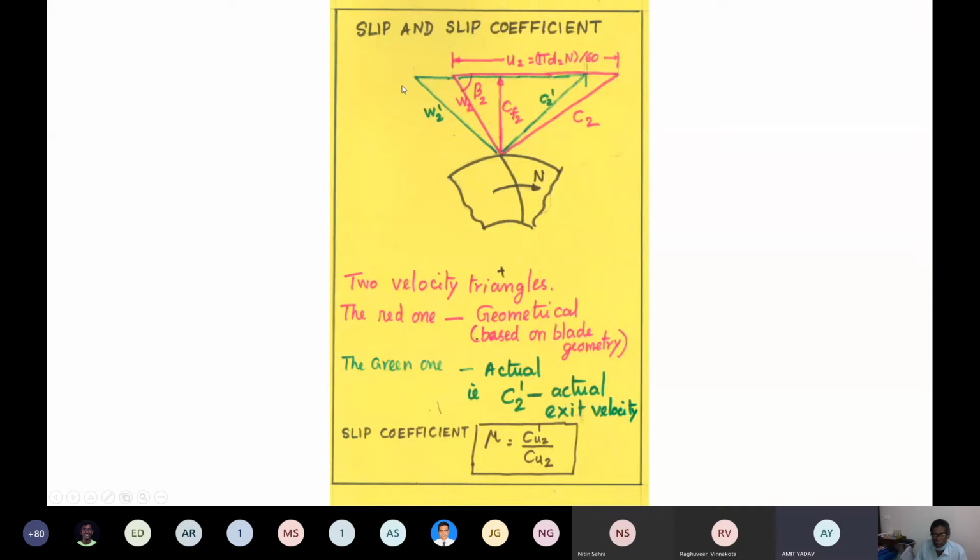So here also, W2 dash, then the U2 value is the same, because U2 is always known. Given an impeller, given the speed of rotation, U2 is pi d n by 60. You can always calculate. So that is fixed here, and the velocity triangle is made. Then there are various explanations for this slip.